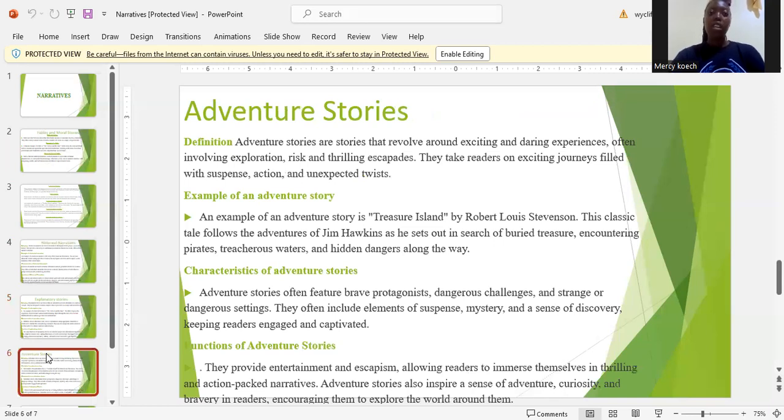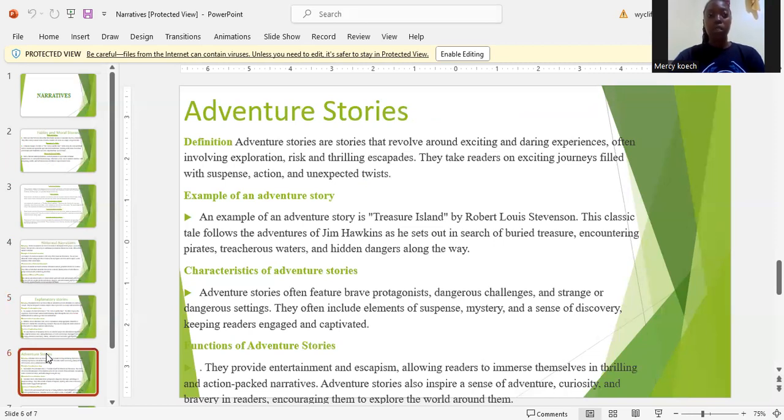The adventure story. Definition. Adventure stories are stories that revolve around exciting and daring experiences, often involving exploration, risk, and thrilling escapades. They take readers on exciting journeys filled with suspense, action, and unexpected twists.